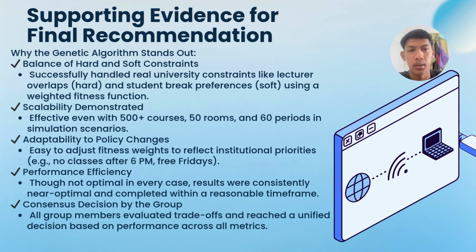Adaptability to policy changes. It is easy to adjust fitness weights to reflect institutional priorities, like no classes after 6 p.m. and free Fridays. We can easily change the settings to match what the university wants without restarting the whole process.